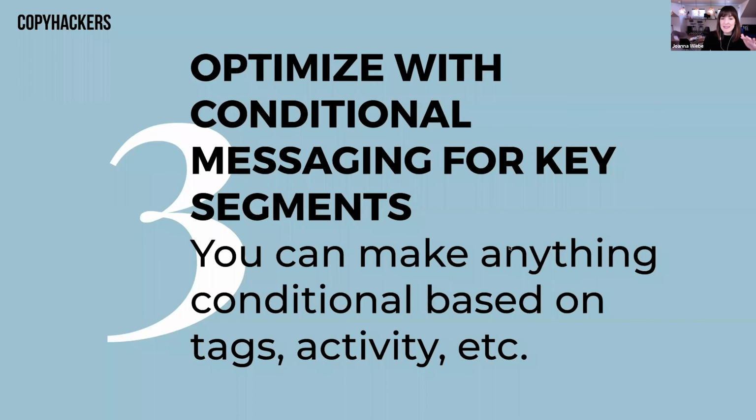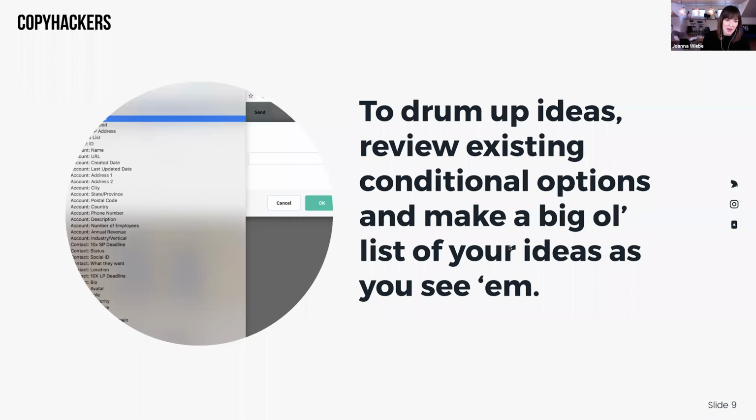home the relevance. And this takes actually familiarizing yourself with the tags or however your email marketing platform works. In ActiveCampaign, it's effectively tags that you're using, but it can be other things. So to drum up ideas for how you can optimize it, if this is new to you and you're like, what, I can do so many things, you really can.